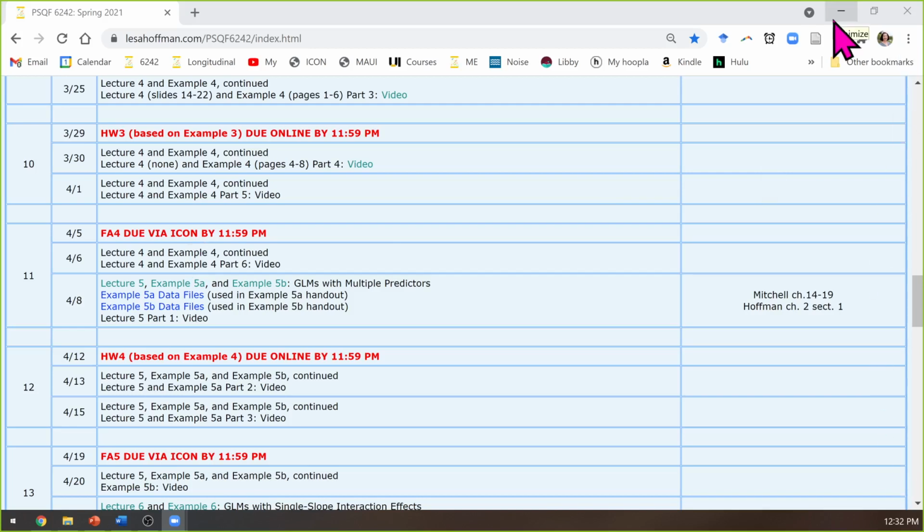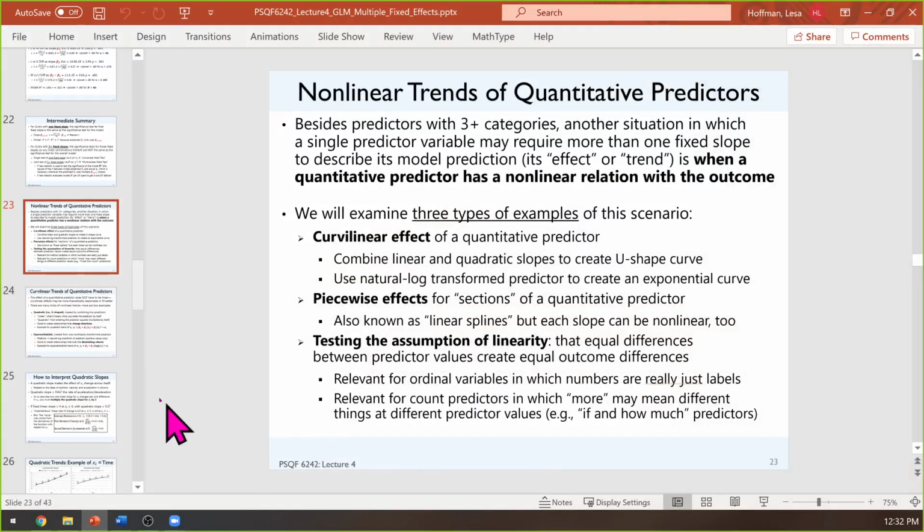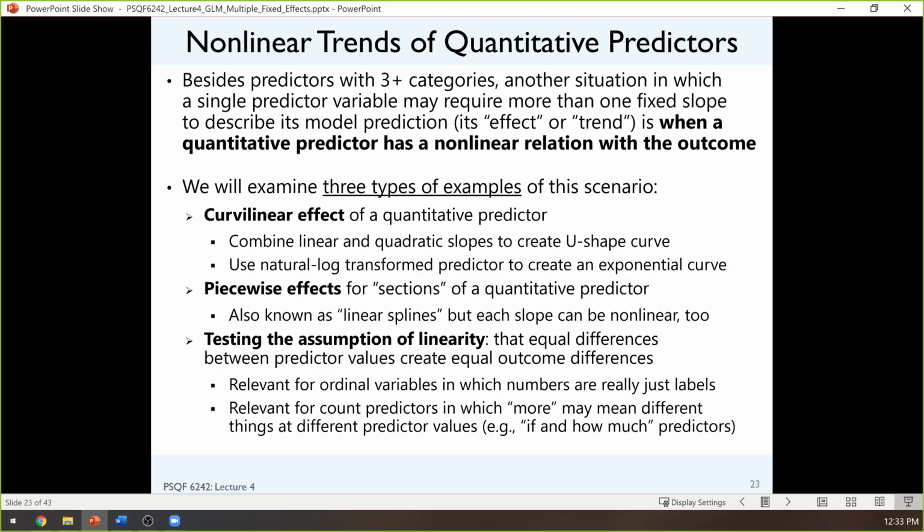Then let's see here. Last time we started talking about transitioning from an example of how to fit categorical grouping variables as predictors and transitioning into how to fit nonlinear trends for quantitative predictors. So I wanted to start with that as a more general topic. So I am on slide 23 of lecture 4, nonlinear trends. So I'll show you a couple different variants on this.